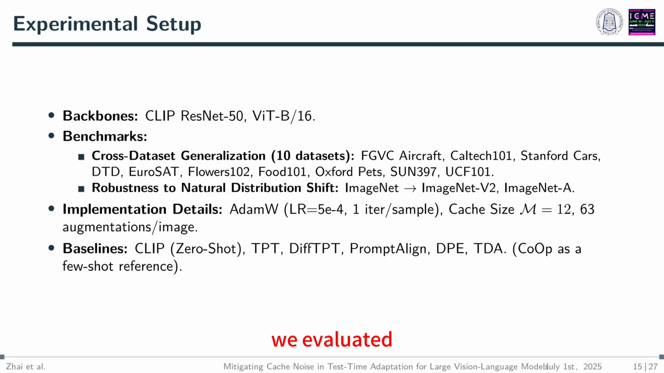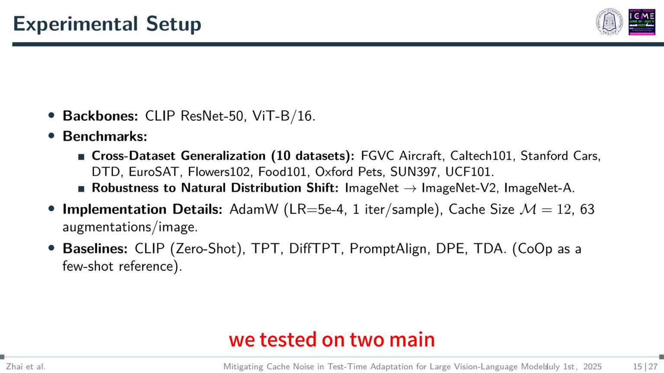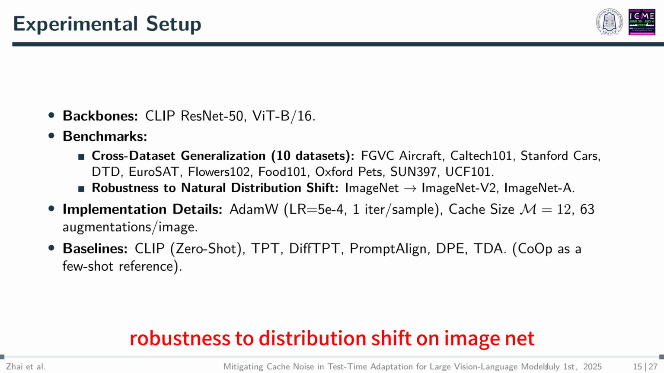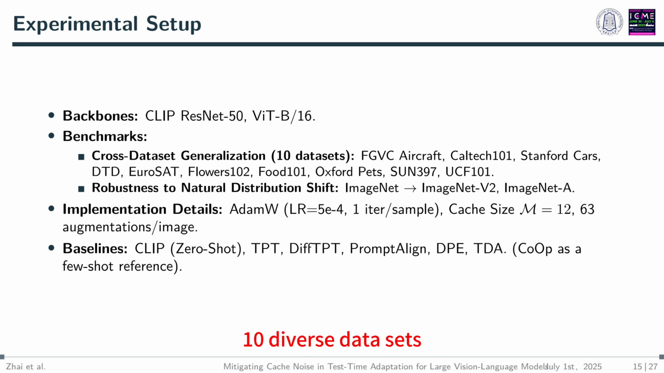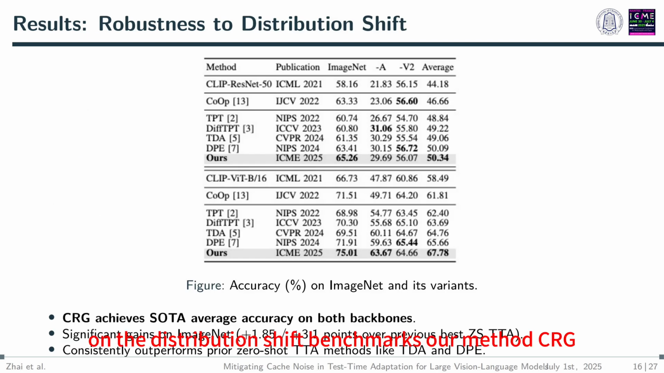We evaluated CRG extensively using standard CLIP backbones. We tested on 2 main scenarios: robustness to distribution shift on ImageNet and generalization across 10 diverse datasets. We compare against strong baselines like TDA and DPE. On the distribution shift benchmarks, our method, CRG, achieves new state-of-the-art average accuracy on both ResNet and ViT backbones. We see significant gains on ImageNet, consistently outperforming previous methods.